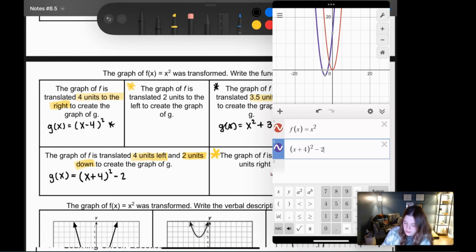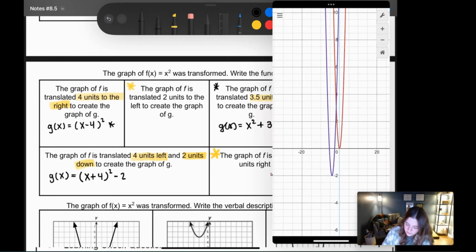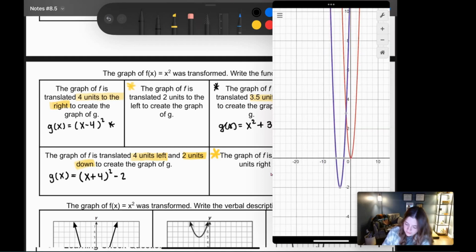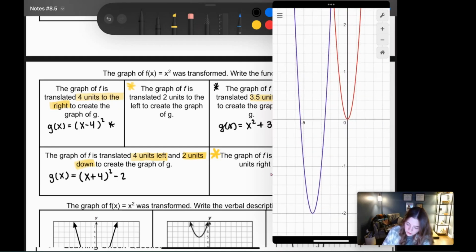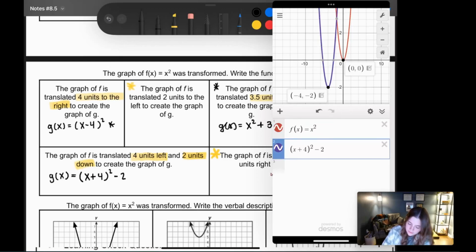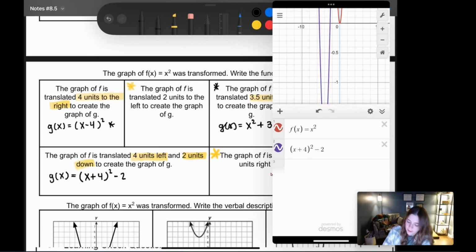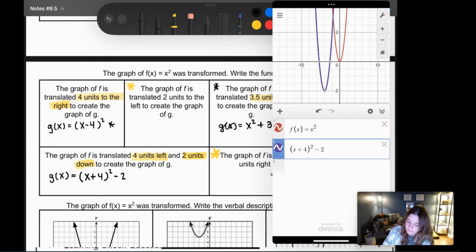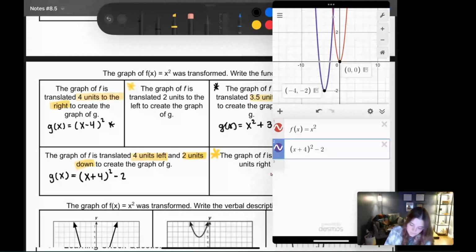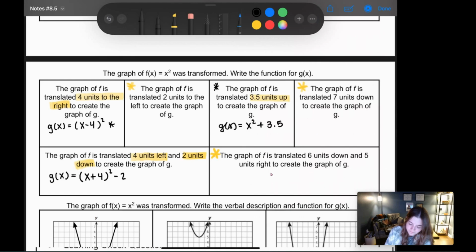And I'm going to close that and zoom in. It's kind of ugly, but look here to here. Did we go to the left 4? We did. Did we go down 2? We did. So we did everything perfect, right? It just looked a little funny because when you stretch it out, it looks really crazy. But we did everything right. Your vertex went from here to here, exactly like it said it would. So remember, Desmos is your friend.